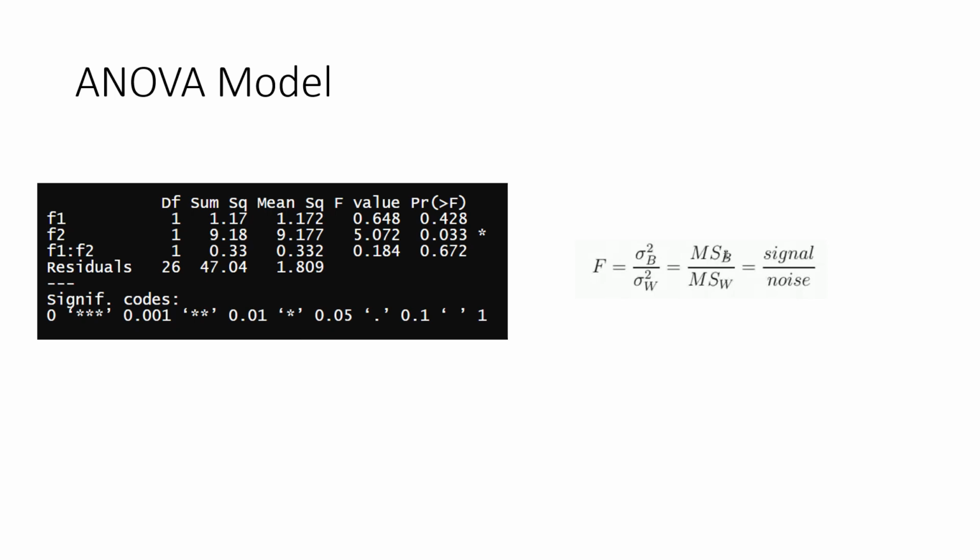So like I said before, ANOVA uses the f-statistic instead of the t-statistic, and the f-statistic is the ratio of the between group variance and within group variance, as you can see in this equation on the right. And so based on the output of the ANOVA model, it seems that the only factor that is significant is f2, due to its p-value being below our significance threshold of 0.05. And it turns out that neither f1 nor the interaction between f1 and f2 were significant. So we can only reject the null hypothesis for f2.